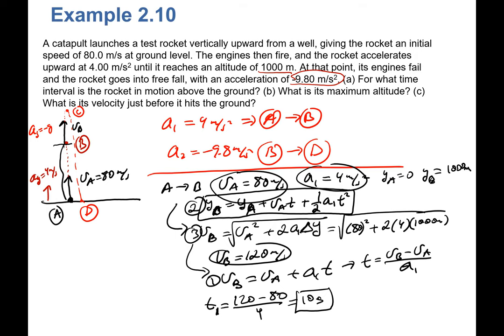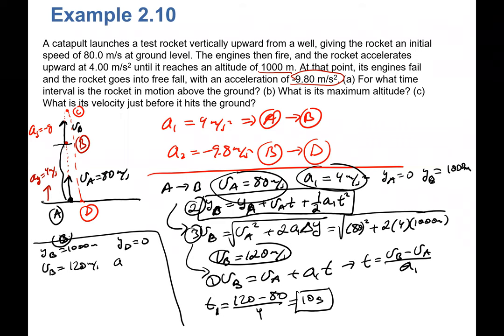The next step is to find the time from B to D. I can do that too. I know that YB is 1,000 meters, YD here is zero. I know that VB, the velocity at position B, is 120 meters per second. And the acceleration going from B all the way to D, let's call this A2, is negative g.